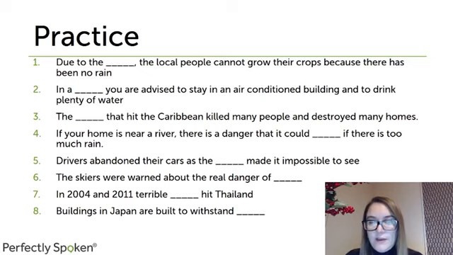Number 5, drivers abandoned their cars as the blank made it impossible to see. Number 6, the skiers were warned about the real danger of blank. Number 7, in 2004 and 2011, terrible blank hit Thailand. And number 8, buildings in Japan are built to withstand blank.